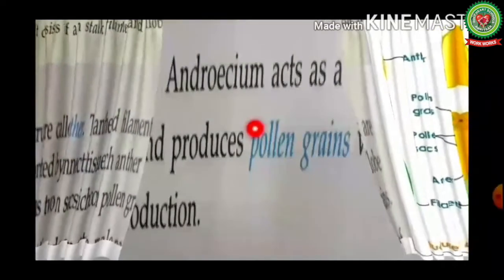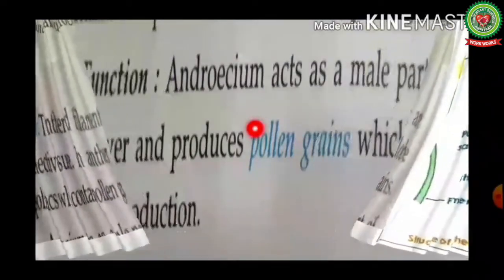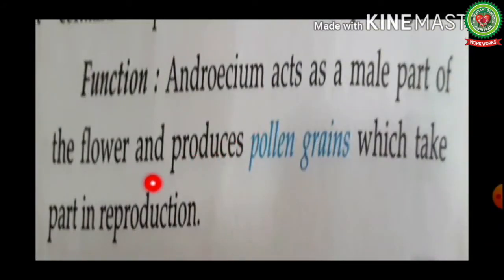Function. Androecium acts as the male part of the flower and produces pollen grains which take part in reproduction.